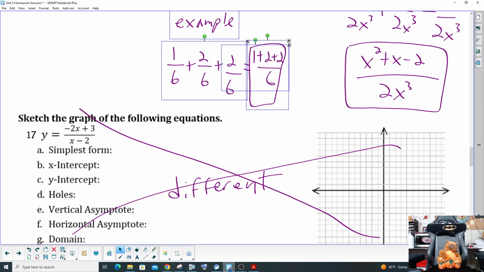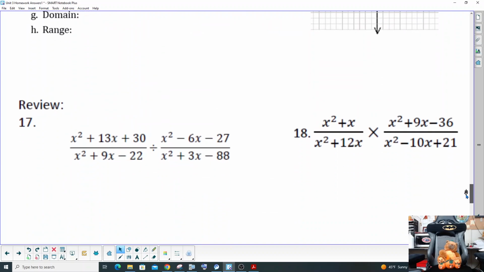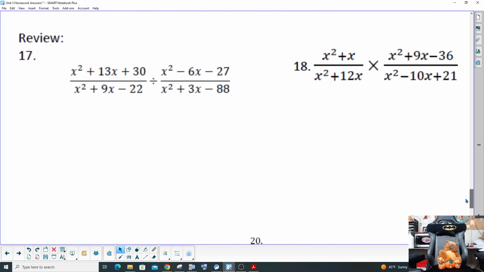All right, I found it. So after these ones, we're not doing yet. Waiting until next unit there.